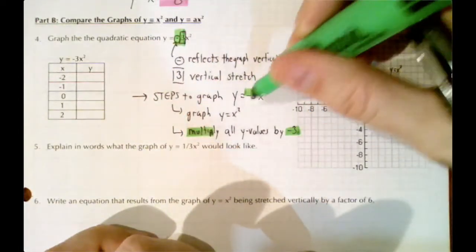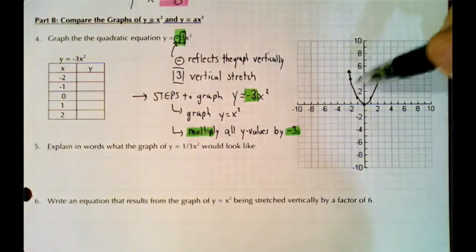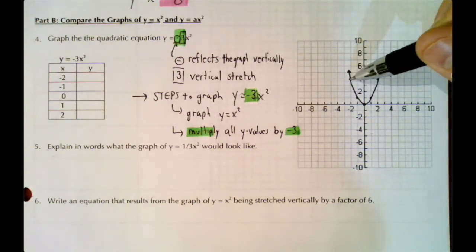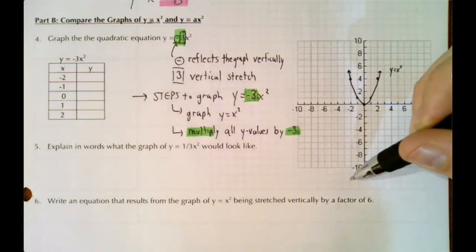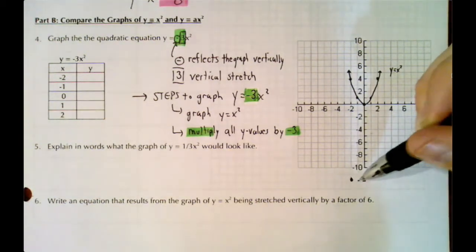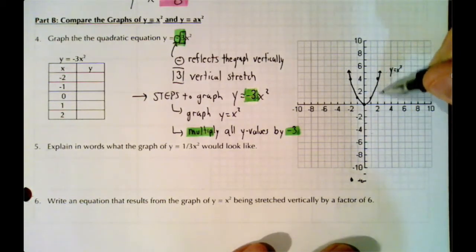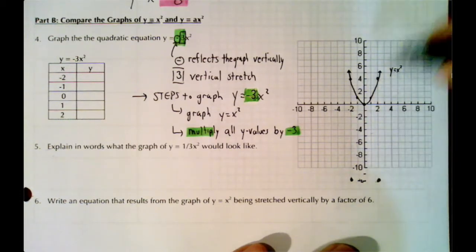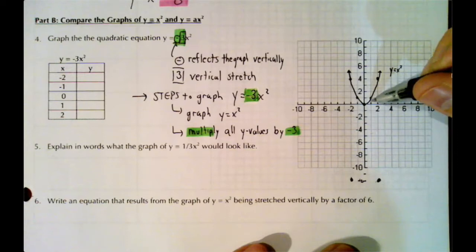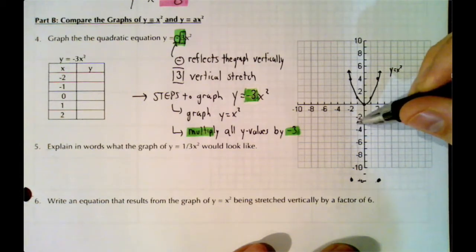That's the number that's being multiplied by x squared. And there it is there. So let's try that. 4 multiplied by negative 3. X doesn't change. We go all the way down to negative 12. 1 multiplied by negative 3, we get negative 3. 0 times negative 3 is still 0. 1 times negative 3 is negative 3.